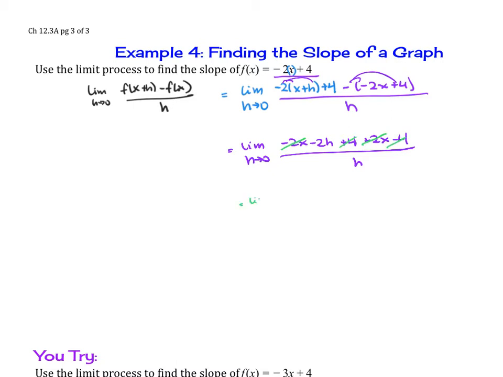And now we're looking at the limit as h approaches 0 of negative 2h over h. And now our h's cancel. So we're looking at the limit as h approaches 0 is negative 2. So there's nothing to plug in here. So our answer is negative 2. That is the slope of f of x equals negative 2x plus 4.